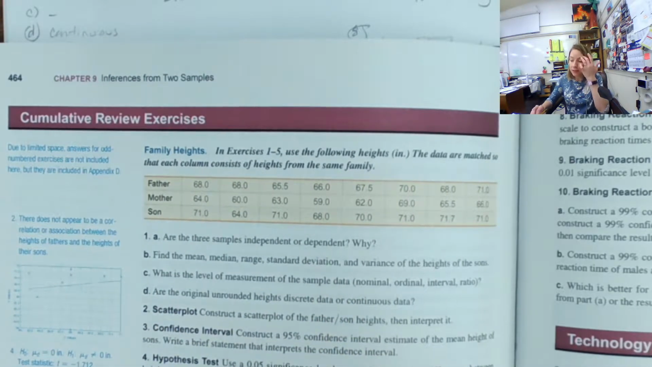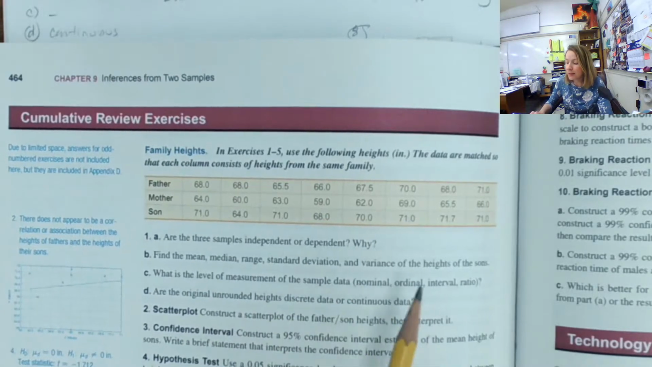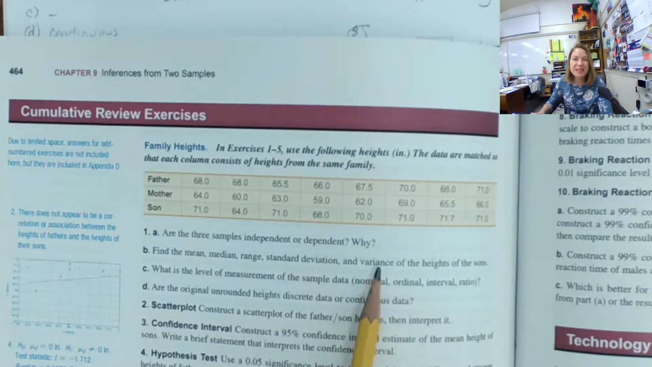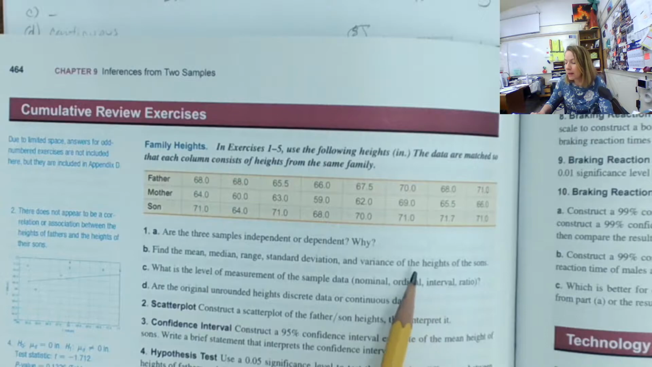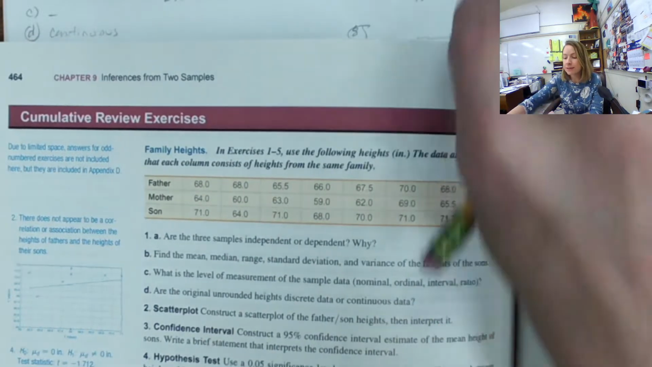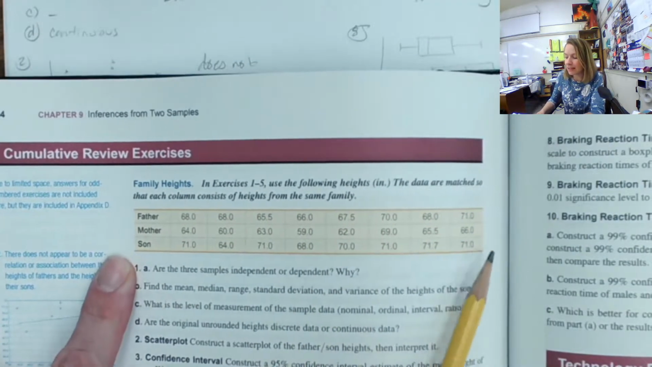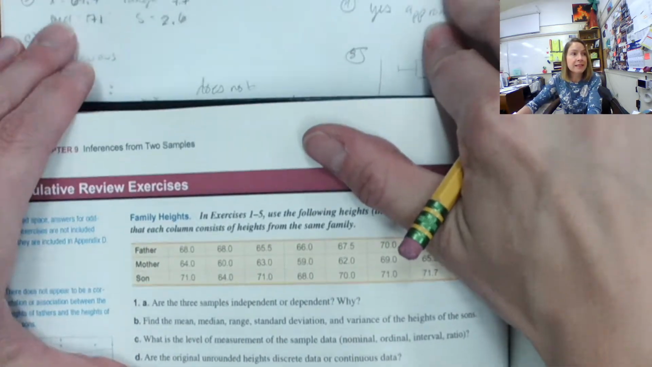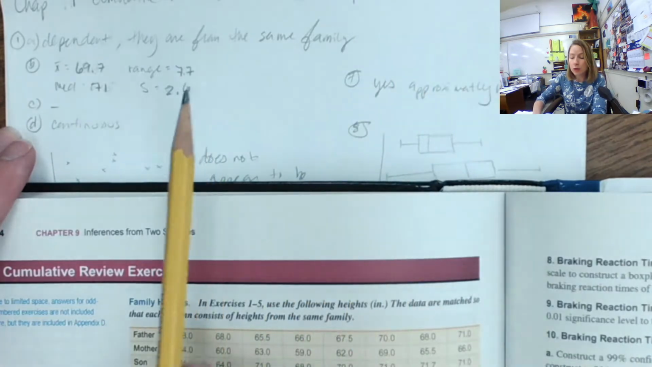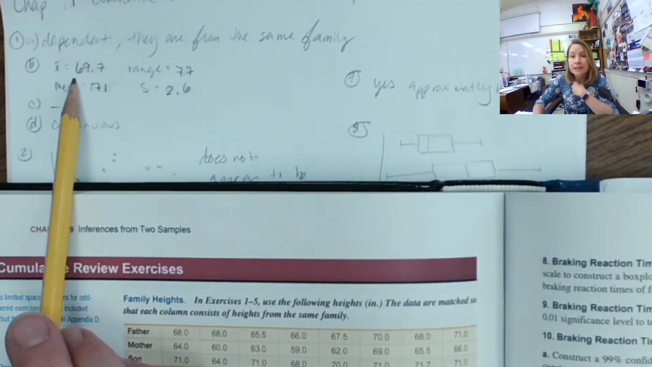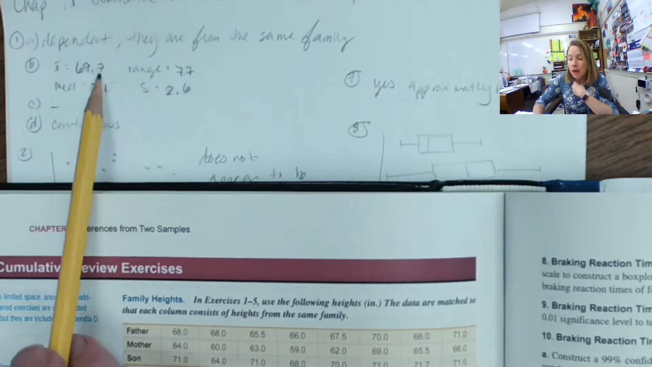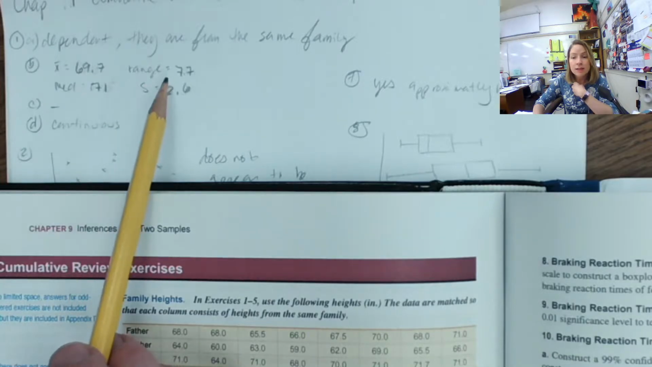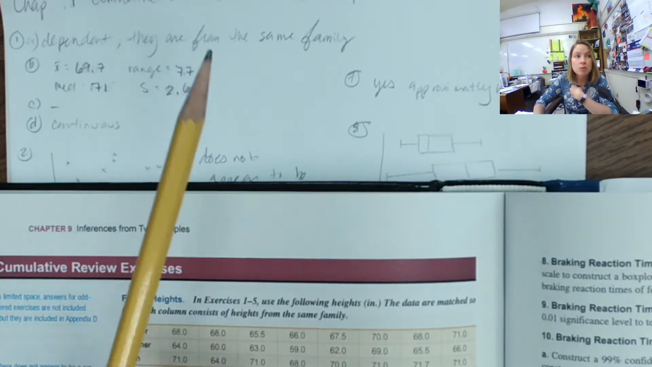The next part, find the mean, median, range, standard deviation, and I skip variance. Remember, we always skip variance because we aren't really concerned with that, of the heights of the sons. So I had to look at this bottom row. This bottom row gives me all of the sons' heights, and then let me scoot it down. And so I ended up with my mean is 69.7, the median is 71, the range is 77, and then the standard deviation is 2.6.